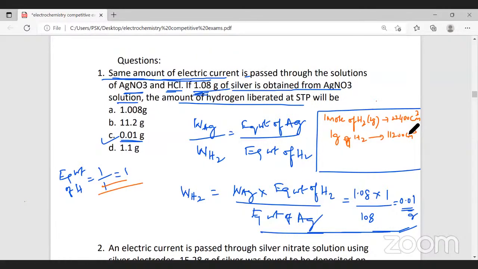Yes, sir. If that's the case, now 0.01 gram of hydrogen will give how much? What's the volume of it? So it will be 0.01 into 11,200 divided by 1. So it will be 112 centimeter cube. The volume occupied by 0.01 gram of hydrogen is 112 centimeter cube. Did you follow this? Yes, sir.